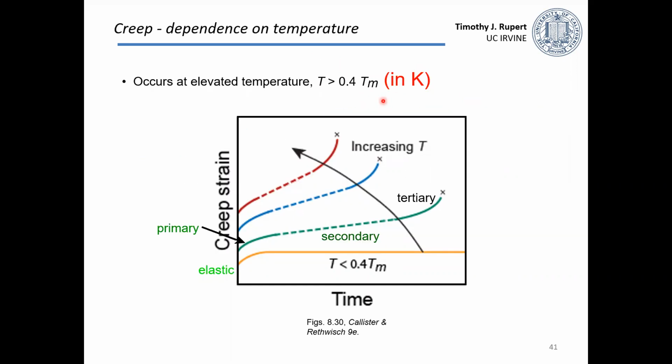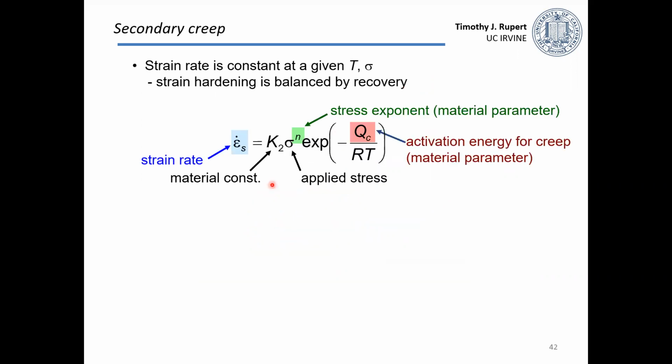So in that secondary creep regime, that dashed line right here, we do have an equation to describe how our material deforms. What we often want to describe is the strain rate. So if the stress is constant, what is the rate at which that sample elongates? That strain rate is going to be equal to some material constant times the applied stress to the power n, multiplied by some exponential term.